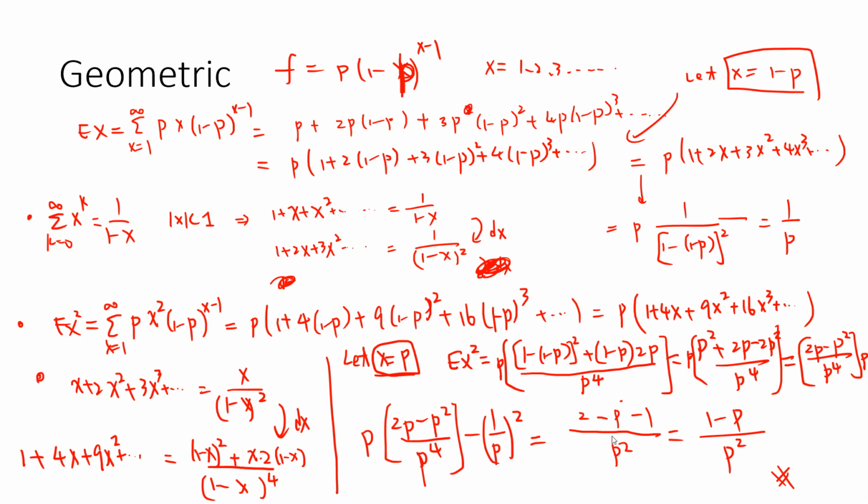So this is the variance, right? And in the calculation, the p's cancel, you get p squared times (2 minus p minus 1), and you get 1 minus p, squared. Okay, so I write all the notes because I don't want to waste your time.